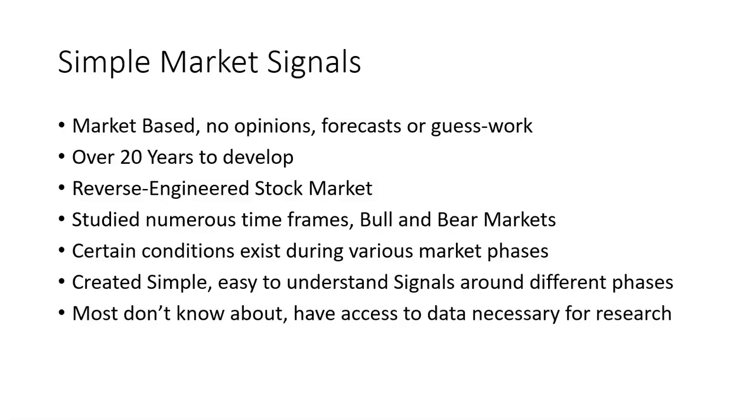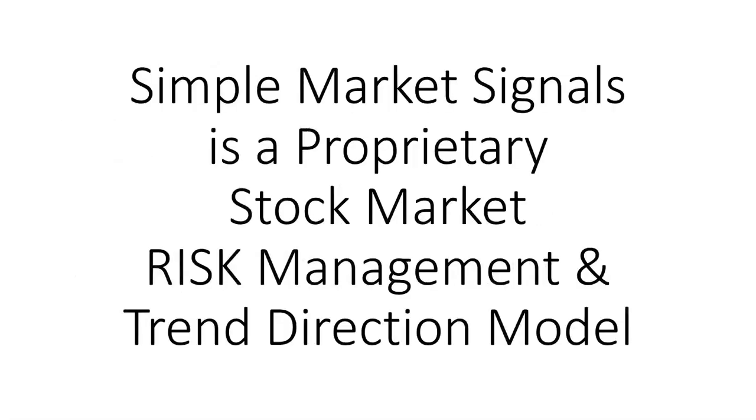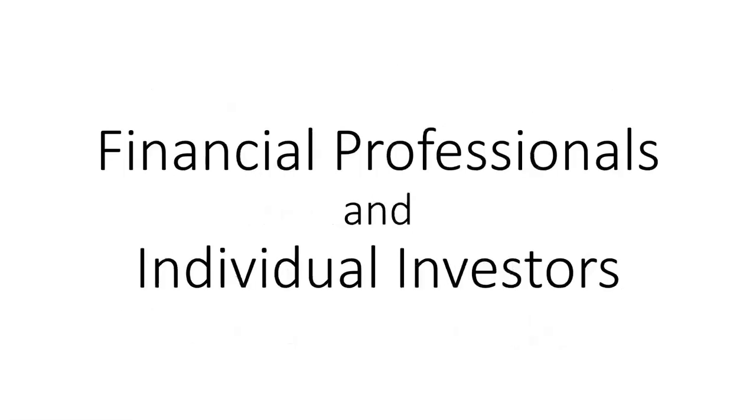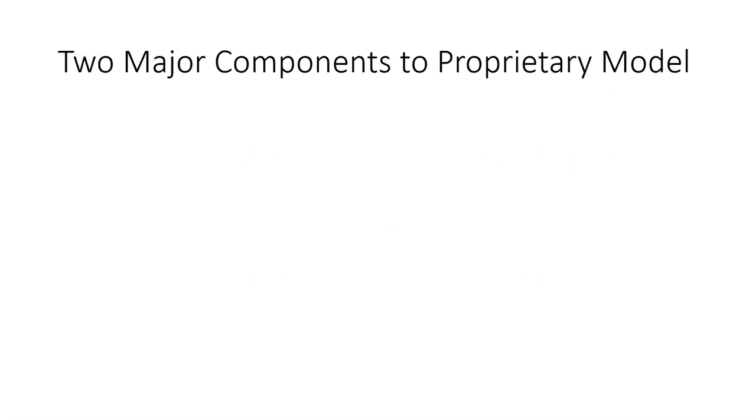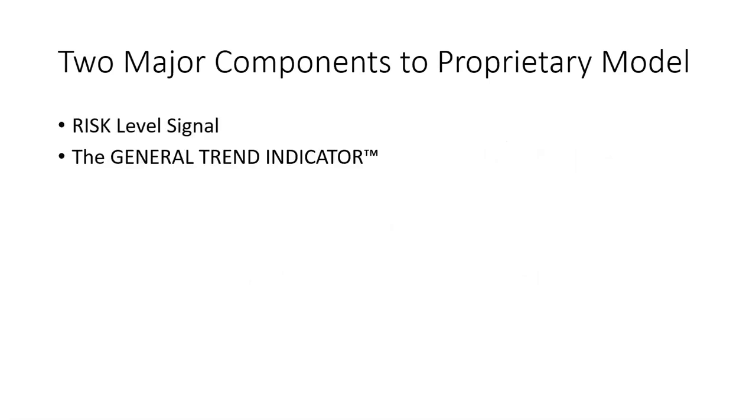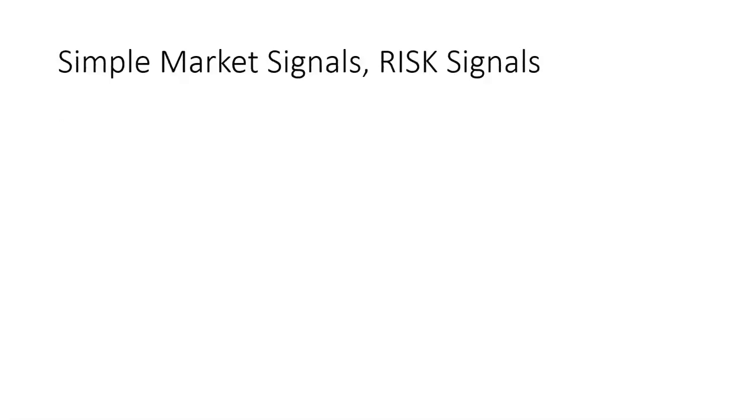And the thing is, guys, that most people don't know about or have access to the data necessary to do the research that I had to do to create this model. Simple Market Signals is a proprietary stock market risk management and trend direction model. And Simple Market Signals is perfect for financial professionals and individual investors. There's two major components to the proprietary model. There's a risk level signal and there's the general trend indicator. Let's start off with the risk signals. The risk signals are simply green, yellow, and red.